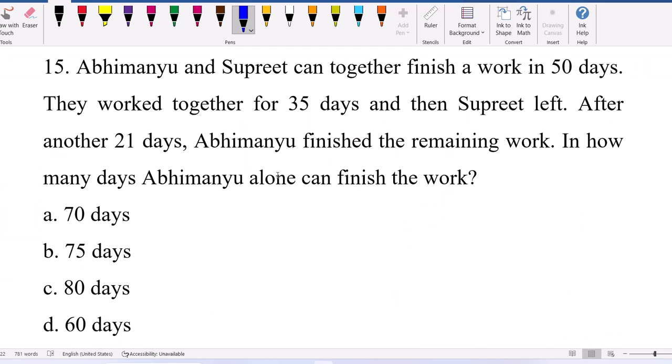Now okay, this is a bit related to time and work again. Abhimanyu and Supreet can together finish a work in 50 days. They worked together for 35 days and then Supreet left. After another 21 days, Abhimanyu finished the remaining work. In how many days can Abhimanyu alone finish the work, right?